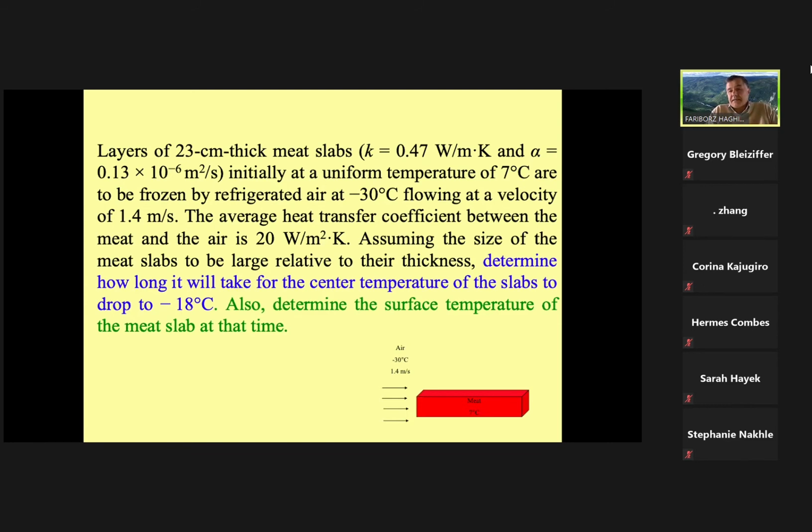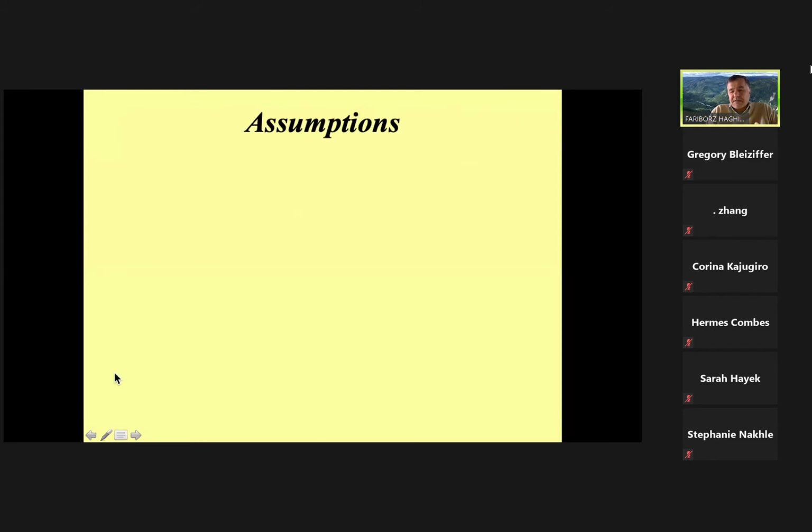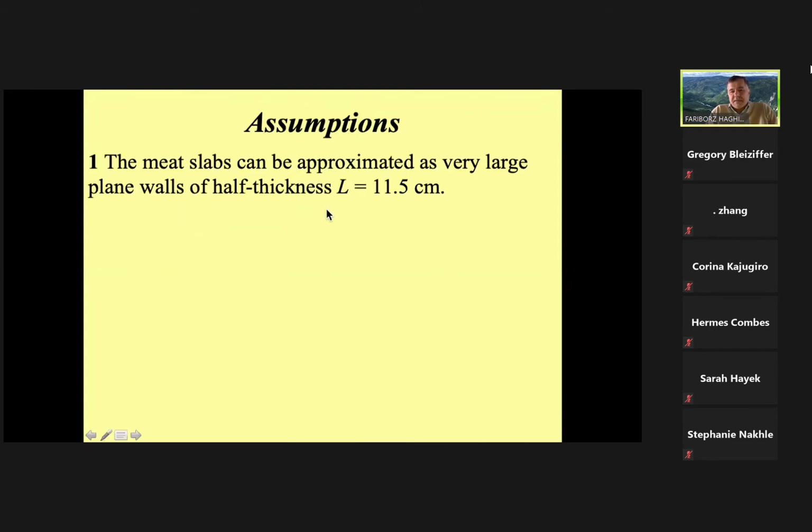Okay, let's look at the restrictions that we have. It mentioned the meat is very large. Therefore, as you remember, we have 2L, and 2L is equal to 20 centimeter. Therefore, the characteristic length that we are considering here is L.